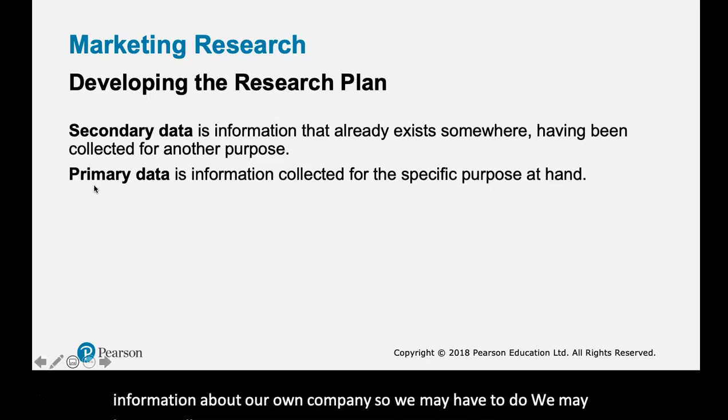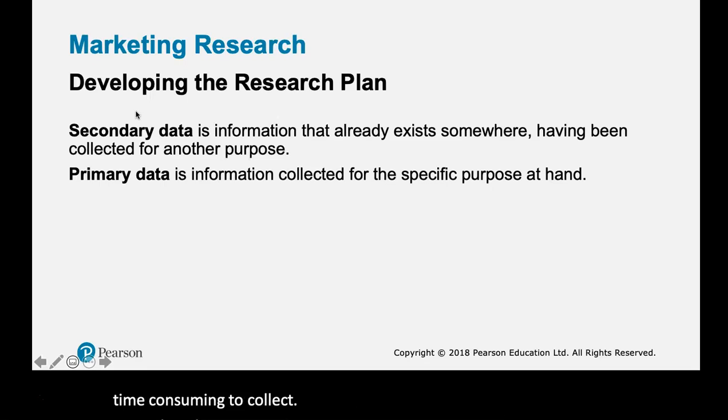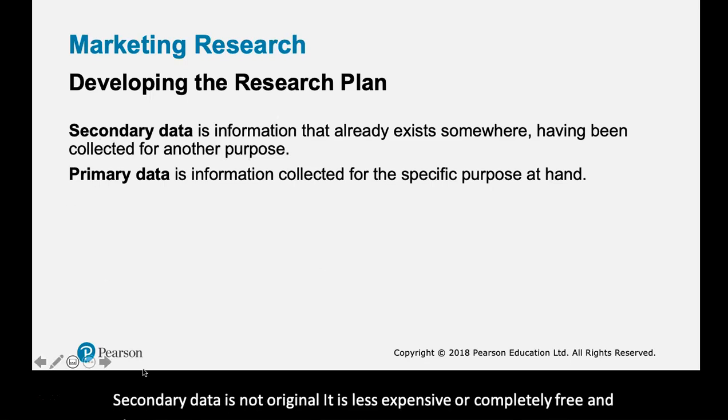Primary data is original, and expensive and time consuming to collect. Secondary data is not original. It is less expensive or completely free, and it's very quickly collected because it already exists.